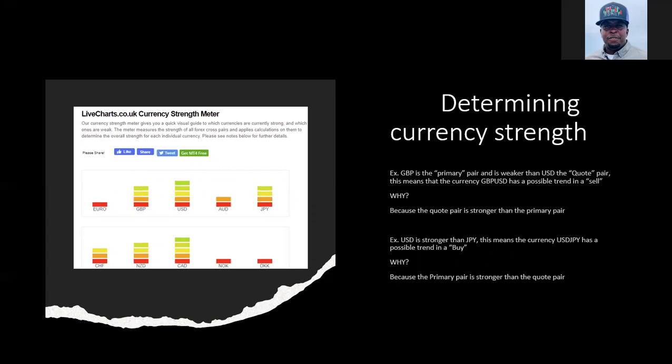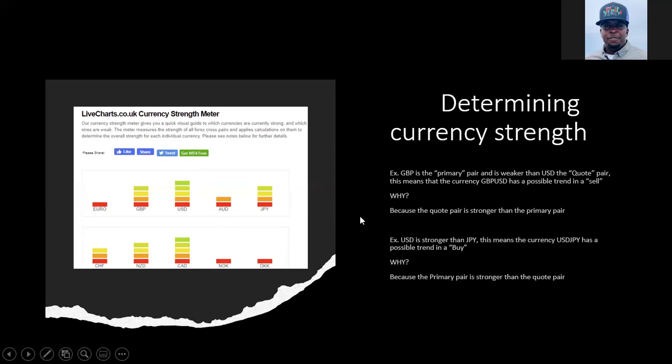Determining currency strength. For example, how do we use this chart here? These charts have bars on them. I think they go up to 5 or 6 bars. Full strength is 5 or 6 bars. Low strength is just one bar. The volume of it is very high. The volume of this is very low. The currency strength is very low. The currency strength is very high.